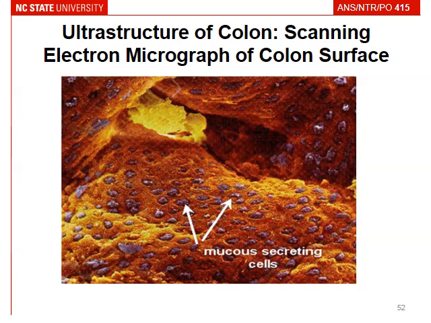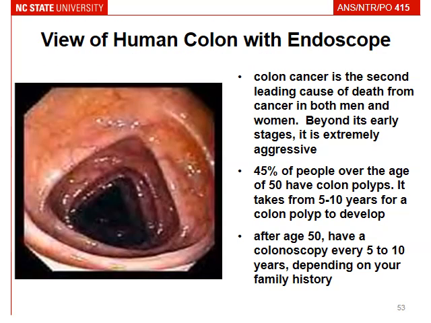This is an ultrastructure of the colon by an electron microscope. Basically, here you can see the mucus secreting cells within the colon. And then finally, this is an endoscope of an individual getting checked for colon cancer.